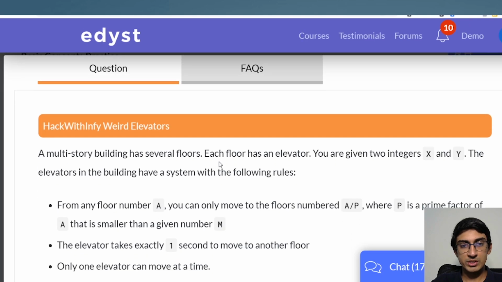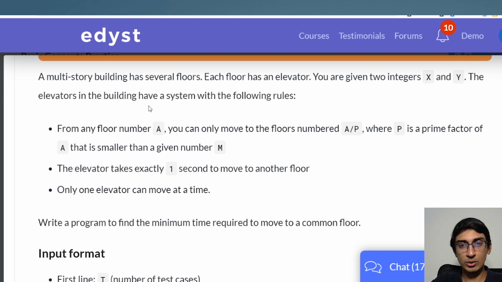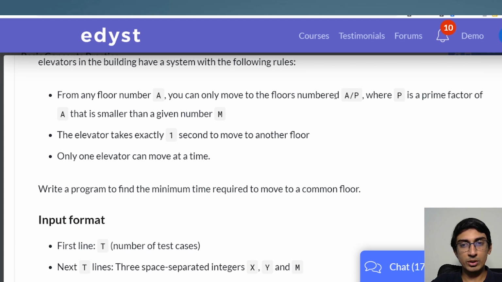Here we have said that there is a building with a lot of floors. Each floor has an elevator. You are given two integers x and y. The elevators in the building have a system with the following rules. From any floor number A, you can only move to the floor number A by P, which means that if I'm at floor number 20, I can only move to another floor number, let's say 4 or 5, if I can divide 20 by a prime number. So for example, I can't move from 20 to 13 or 20 to 15 because I will never be able to divide 20 by a number such that it will give me 15. So I can only move to divisors of 20. That's one thing I can do, where P is a prime factor of A. So P has to be a prime factor of A to be able to move to a number.